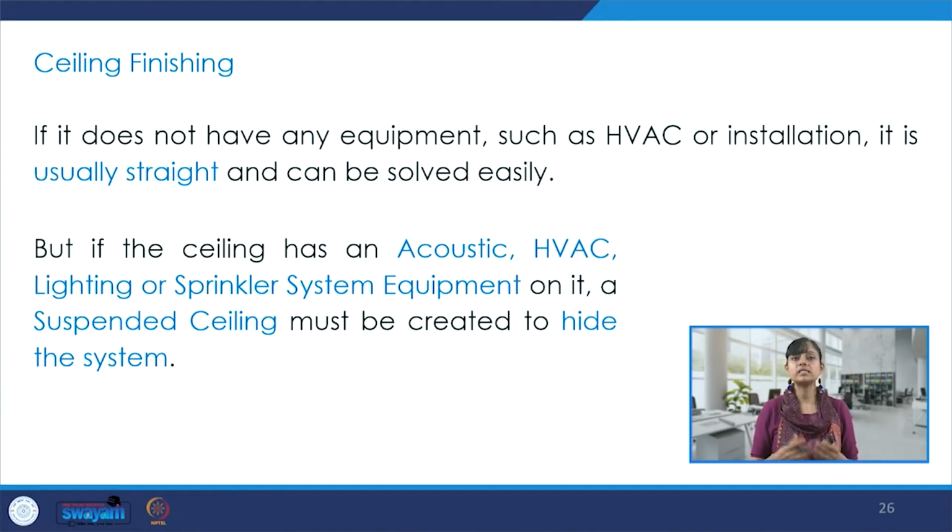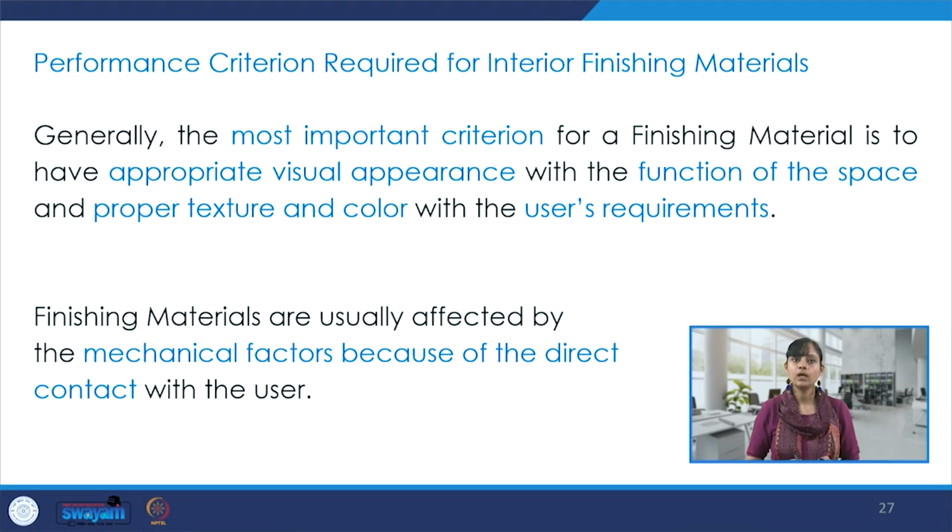Then moving on to understand ceiling finishes and how it becomes very important to consider finishing while we are focusing on the ceiling, because sometimes it may have services installed within it. It could be acoustic, HVAC, etc. And then how do we do the finishing in those ceilings? Also, we try to understand what could be the performance criterion required for interior finishing materials. It has to be really important, and the benchmarking could be achieved by appropriate visual appearance to begin with. And of course, you have to take care of the functional aspects as well, and the user needs, that is paramount.